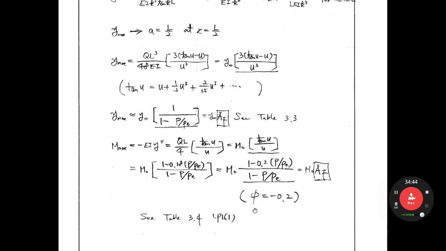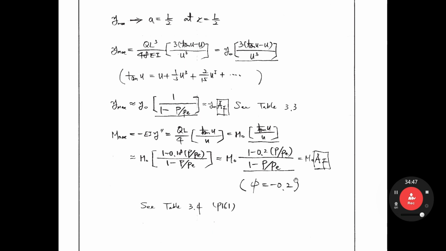Okay, that is the amplification factor. In this case, the psi value is minus 0.2. If you see the table, it is this one. This is a theoretical value, that is the design value. Let's compare. They are very similar. Can you accept this design value when you compare to the theoretical ones? Yes, we can accept it because they are very similar.